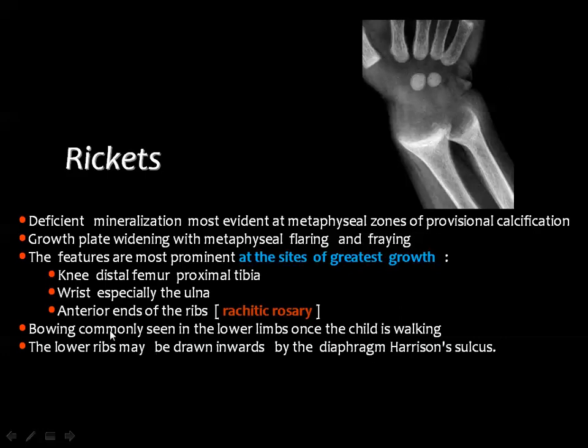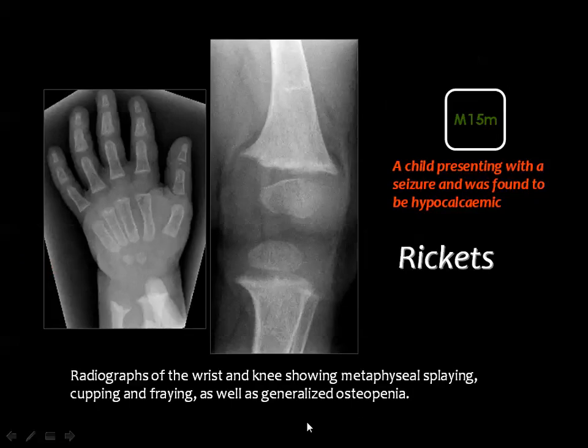Bowing deformities can also occur due to softening of the bone, and this is noticed when the child is walking. And sometimes the ribs may be drawn inward by the diaphragmatic muscles, and this is known as the Harrison sulcus.